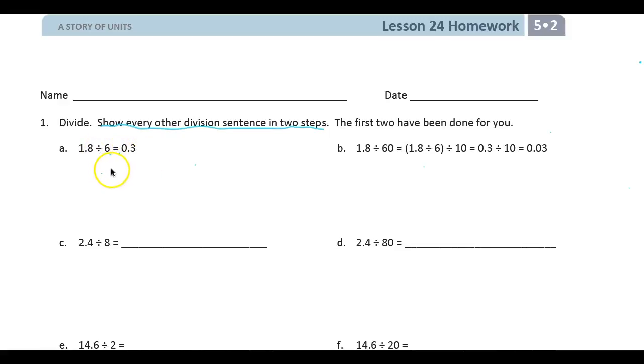That's the big difference. So this is saying show every other division sentence in 2 steps. So every other one, it's not this one, but it's this one. So all of them that are in this column, we're going to be doing in 2 steps. All of them in this column, we're just going to be thinking, you can mental math it maybe a little bit. We'll be looking at place values.